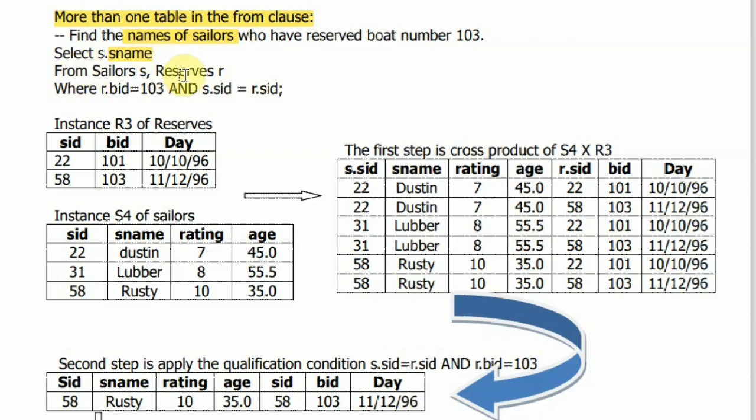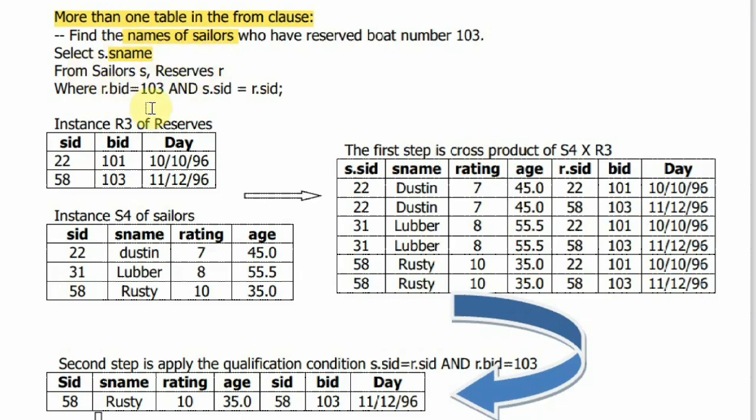From what are all the tables that are involved? There are two tables involved in this particular query, sailors and reserves. Because I cannot generate the result by just looking into one table, because boat information is not there in the sailors table. The sailor who reserved a particular boat is there in the reserves table. So I also need the reserves table here.